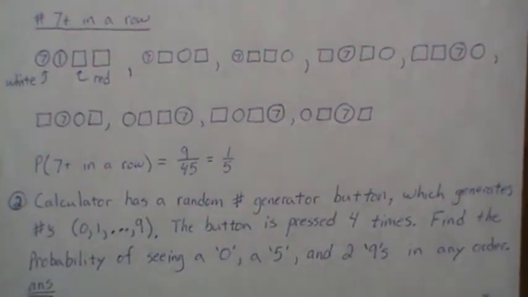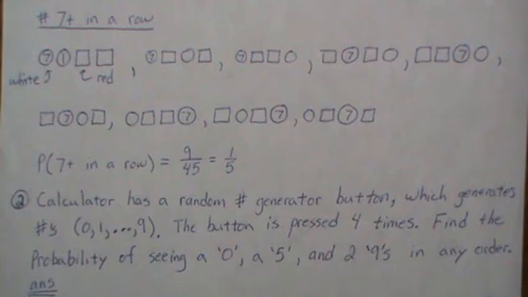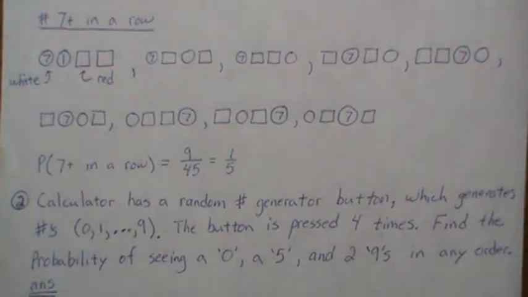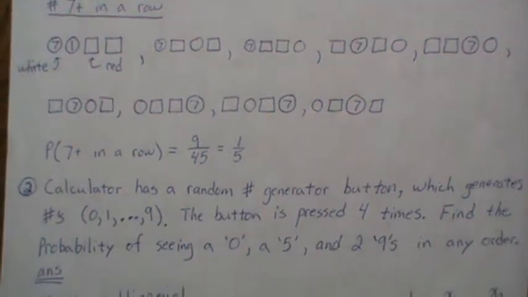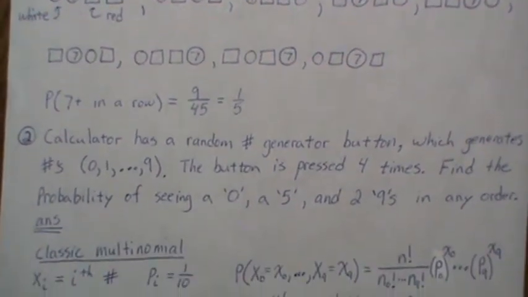Now the next problem, we have a calculator. It has a random number generator button, which generates the numbers 0 through 9. The button is pressed 4 times. Find the probability of seeing a 0, a 5, and 2 9s in any order. Well, this is the classic multinomial problem.